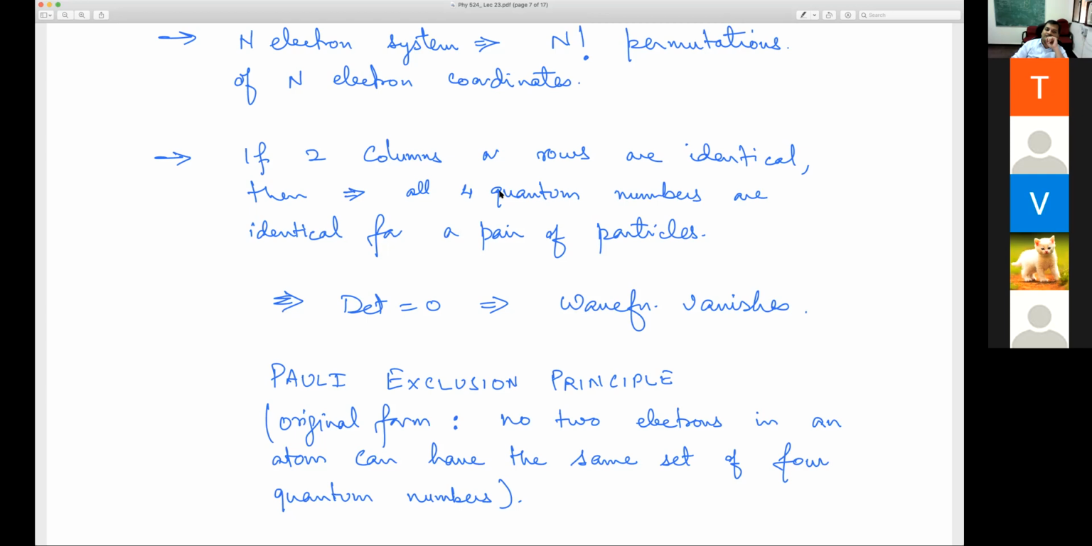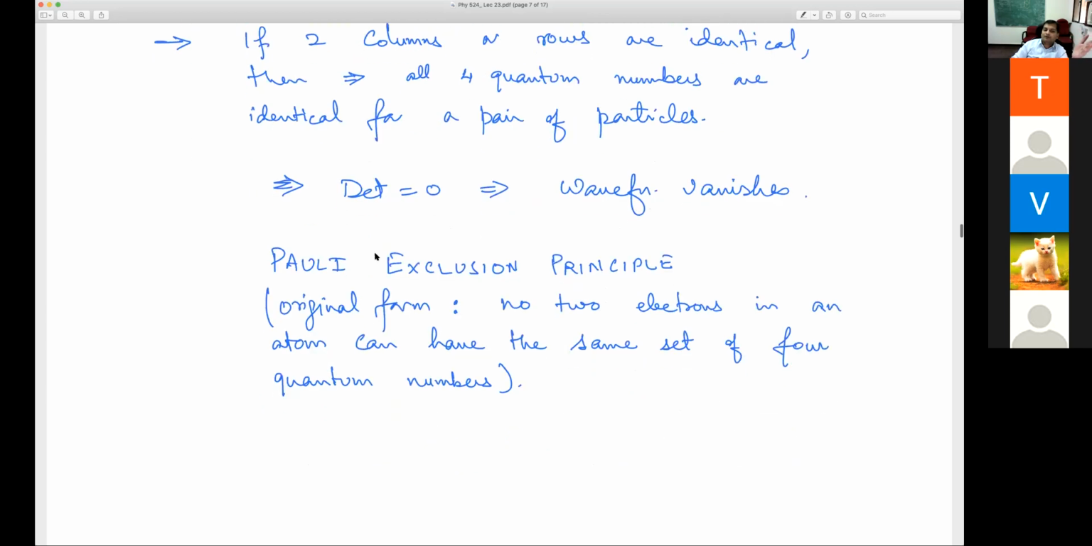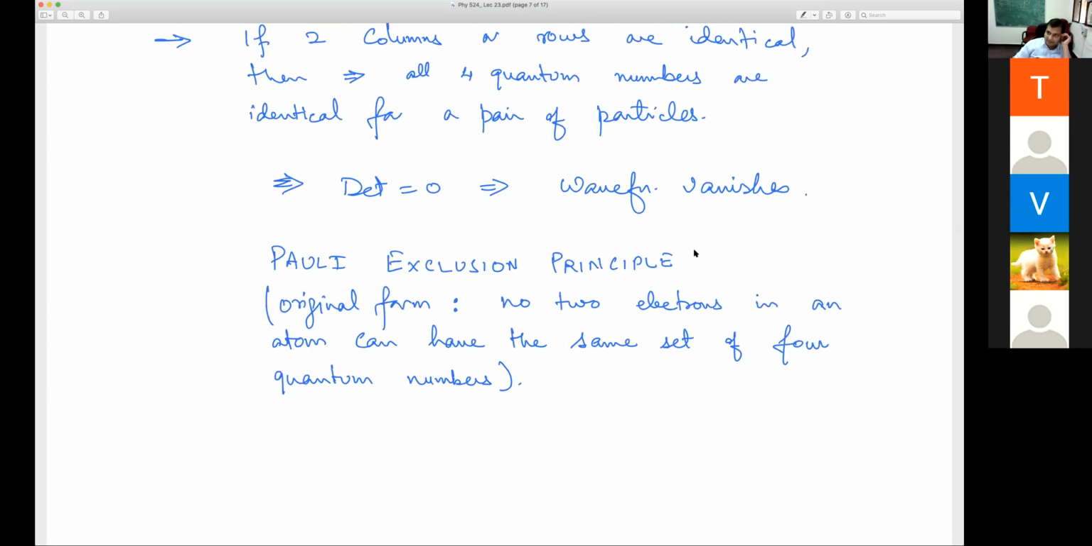That is the statement of the Pauli exclusion principle, which in its original form, Pauli gave specifically for atoms, to start with: no two electrons in an atom can have the same set of four quantum numbers. So atoms, hydrogen-like atoms, etc.